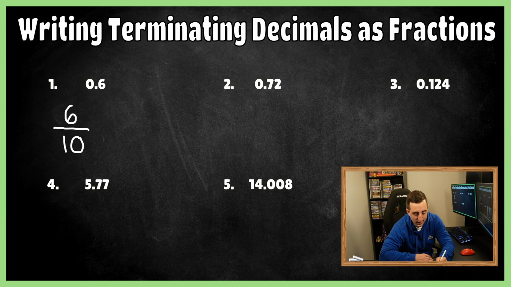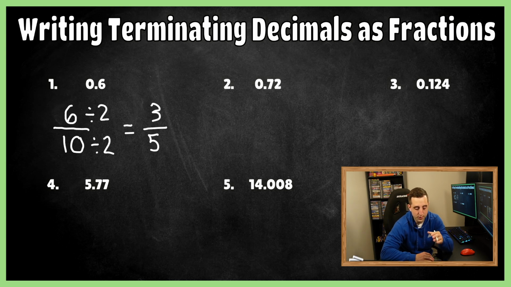The only thing that trips students up is you have to make sure that you check to see if you can simplify it. In this case, 6/10 you can, because they're both divisible by 2. They're even numbers. So if we do 6 divided by 2 and 10 divided by 2, we end up getting a simplified version of our original fraction to be 3/5 for the first one. So 0.6 or 6/10 is the same thing as 3/5 as a fraction.